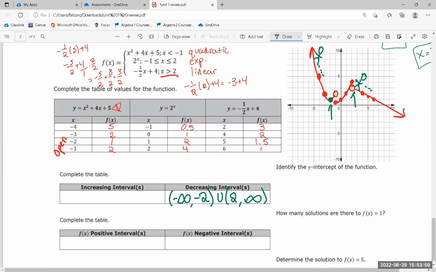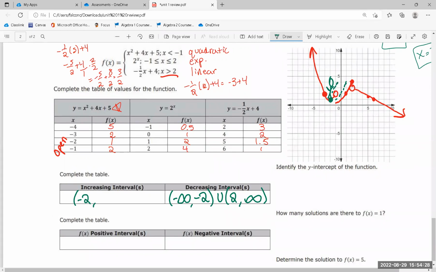All right, increasing. So it looks like at the vertex of the parabola, that's where we said our little person started going up. So at this vertex, right, that's where we start going up. And my exponential part of the graph is also going up over there. So at the vertex, so at -2, and again, at the vertex, we're not going up or down, so we don't include it, so we put a parentheses.